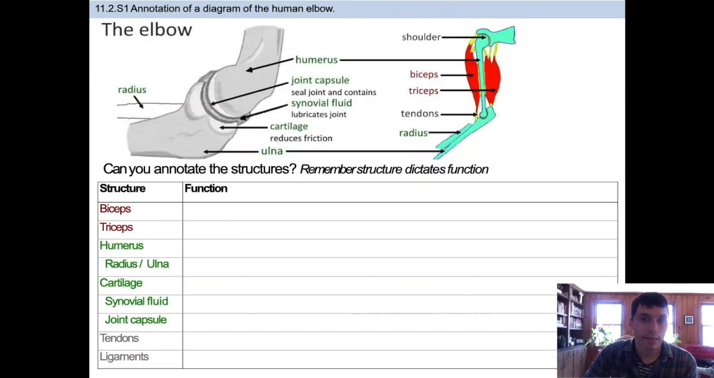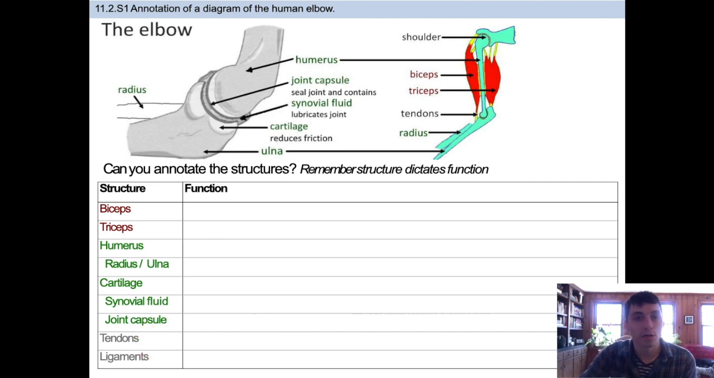The elbow is a really important example of a joint, and so you need to be able to annotate all these structures. So you need to be able to, on a diagram of the elbow, label each one of those structures, and you need to annotate them with their function. So the biceps and triceps are the two main muscles there, but then you have all of the bones that are involved. So I have the humerus, I have the radius and ulna, I have different cartilage, I have synovial fluid, a joint capsule, tendons, and ligaments.